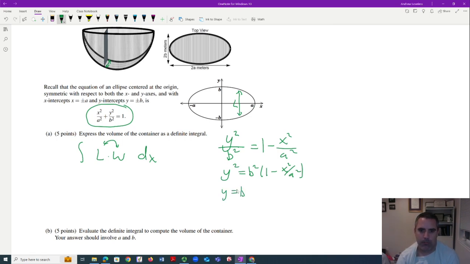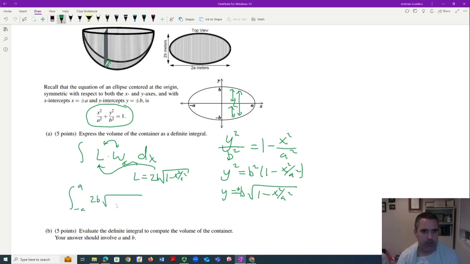So then you get plus or minus the square root of 1 minus x squared over a squared. The plus is how far it is from here to here. The minus is how far it is from here to here. So this length, L, is 2 times b times the square root of 1 minus x squared over a squared. And since that's the length, it's also the width. So it ended up just being the integral from negative a to a of 2b square root of 1 minus x squared over a squared, squared.